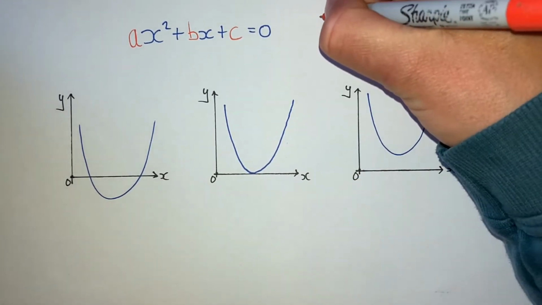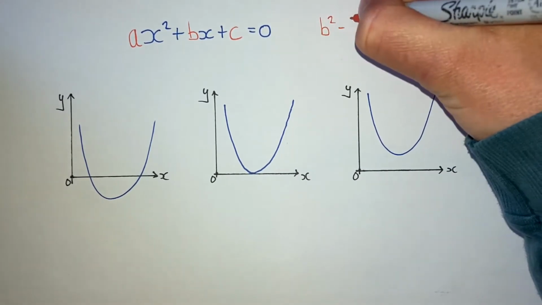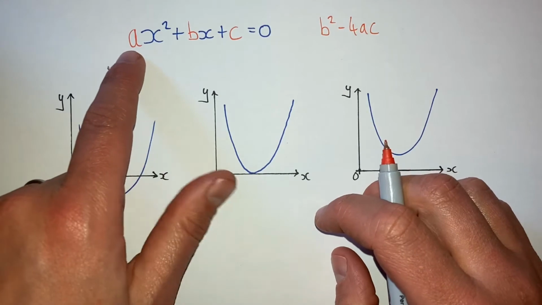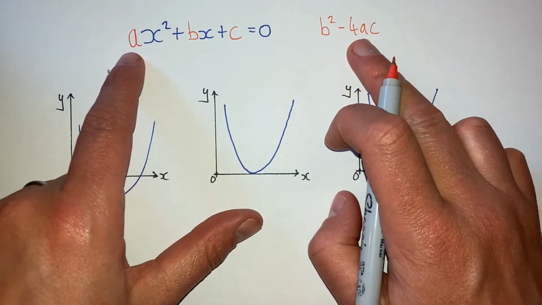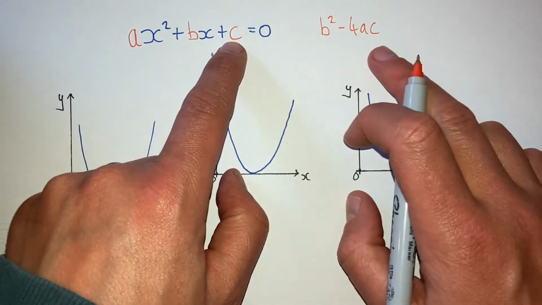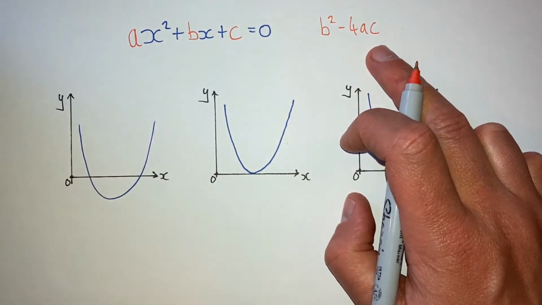The discriminant is given by b squared minus 4ac, and we substitute the coefficient of x squared for a, the coefficient of x for b, and the constant for c.